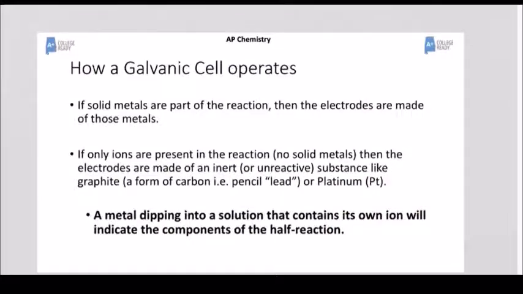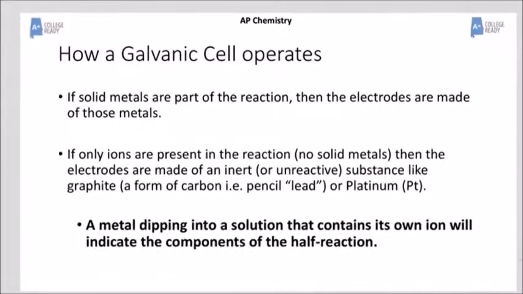And as a reminder, I'll just go through these. If you have a metal dipping into a solution that contains its own ion, then those are going to be the components of its half reaction. There are cases that we will see where there are 2 ions in the half reaction, like we've already seen earlier. We had an Fe2+ and an Fe3+ ion, or we'll see it later if not. Neither of those is a solid metal.